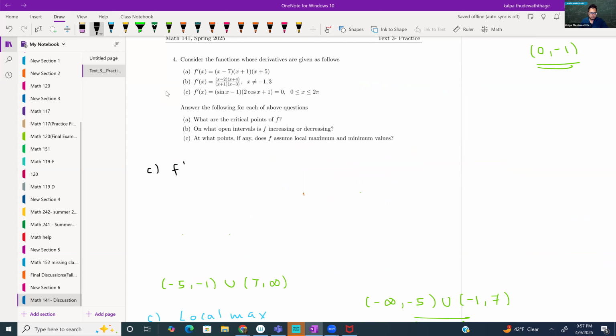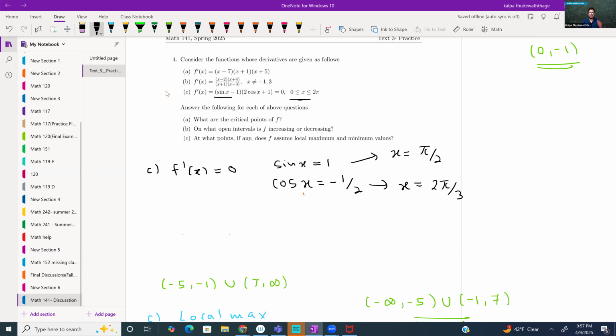For part C, you set the first derivative equal to 0, and you get sine x equal to 1 using the first factor, and cosine x equal to minus a half. There is only one x value you can get for sine x equal to 1, which is pi over 2, 90 degrees. Cosine will be minus half in the second and third quadrant. Cosine is normally half at 60 degrees, so it's 180 minus 60, which is 2 pi over 3, 120. So one angle is 120.